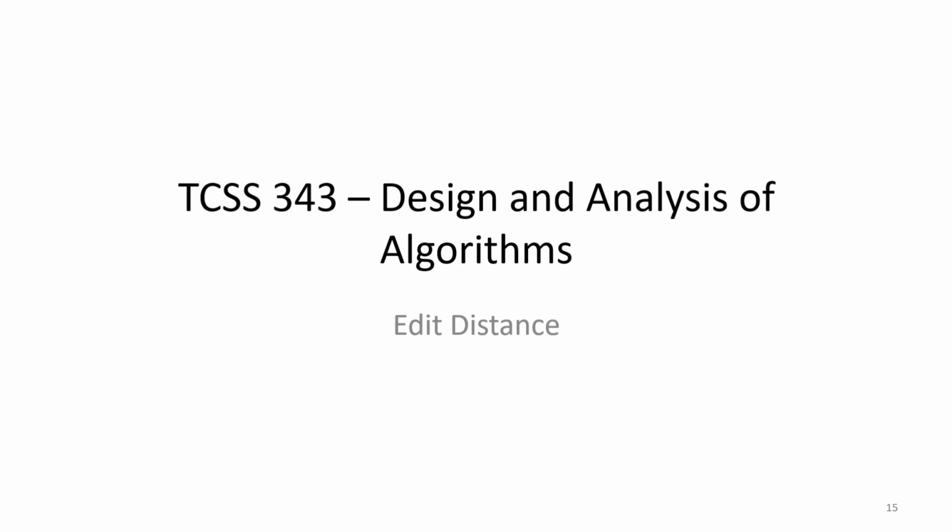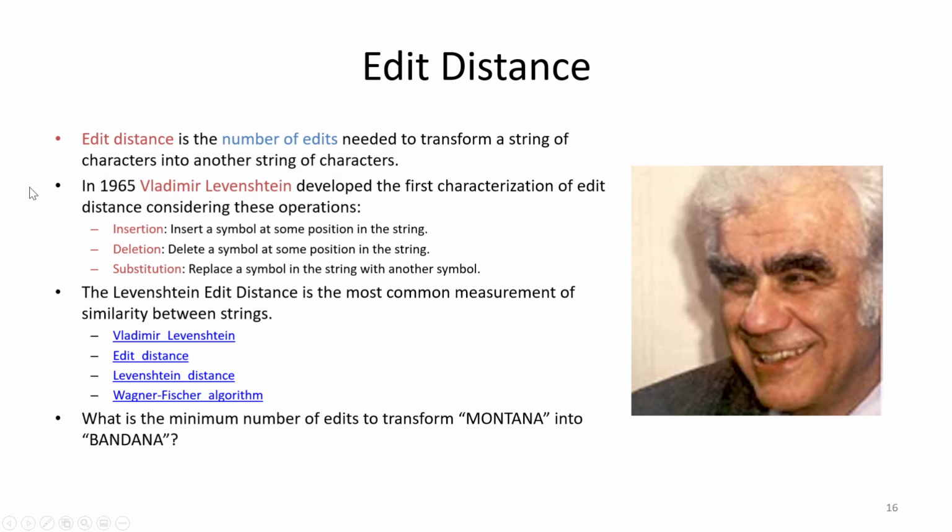Now edit distance can be used for many different purposes, but usually it's used to measure the similarity between two strings. A very obvious way this could be used is to suggest possible correct spellings of a misspelled word when you're typing it in any kind of word processing device. So let's take a closer look at this idea.